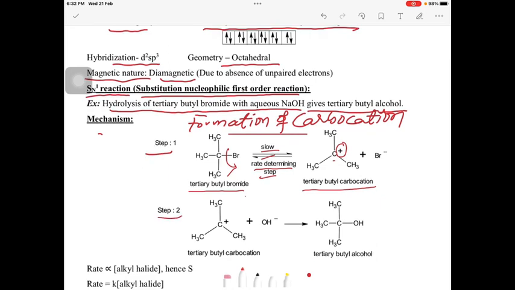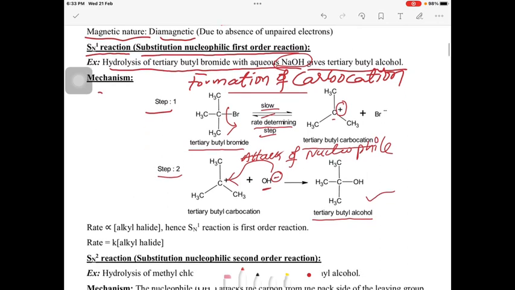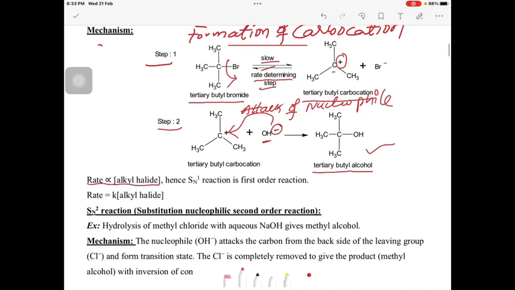Next, step 2, attack of nucleophile. So here OH minus is a nucleophile, which comes from the NaOH. So OH minus will attack the carbocation, C plus, and forms tertiary butyl alcohol. So rate is directly proportional to the concentration of only alkyl halide.